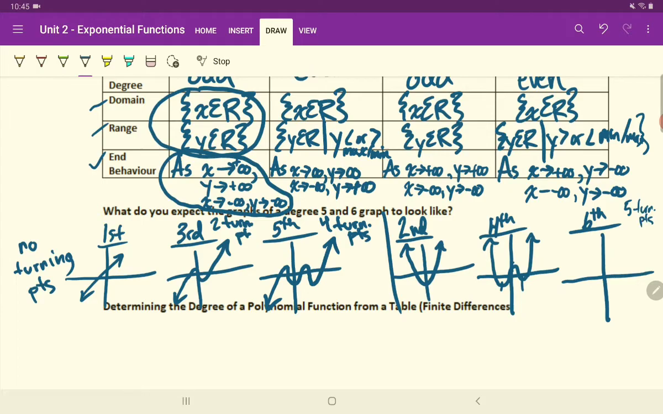Okay? So let's try to draw that. 1, 2, 3, 4, 5. Okay, that's what a 6th degree polynomial function could look like. There's tons of variations of it. Okay, tons of variations. All right.